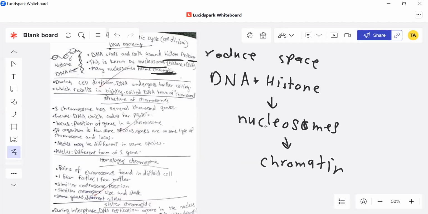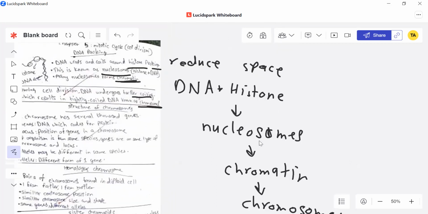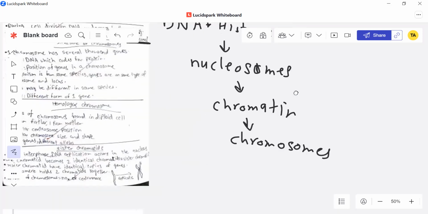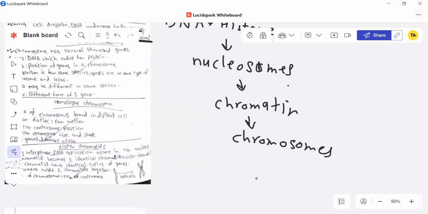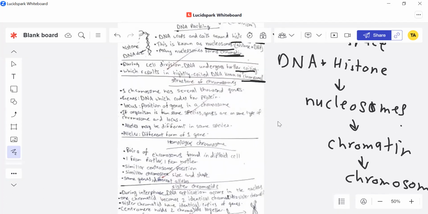Right. So during cell division, DNA undergoes further coiling, which results in tightly coiled DNA known as chromosomes. Now, this chromatin will undergo further coiling and it will become chromosomes. So, we start with DNA, which combines with histone. It makes nucleosomes. Nucleosomes combine together to make chromatin, and a lot of these chromatin they coil together to make chromosomes.